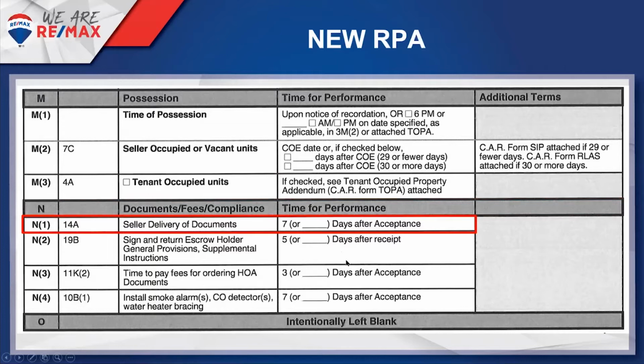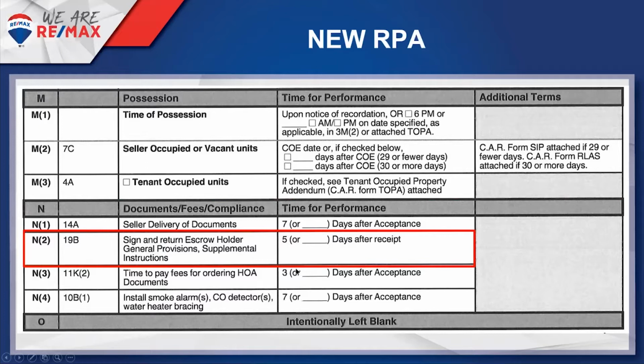Okay, documents. The seller delivers documents within 7 days. So all of the seller disclosures, all of the different documents a seller is supposed to provide, the default for all of them is 7 days. We sign and return escrow instructions, 5 days. That's important so that escrow can get started. Sometimes escrows are reluctant to get too far into an escrow without getting their instructions returned. And so they've made that right up front.